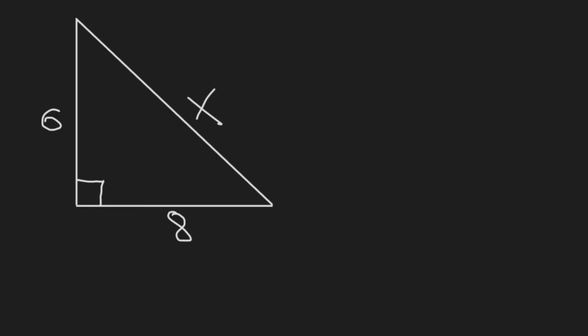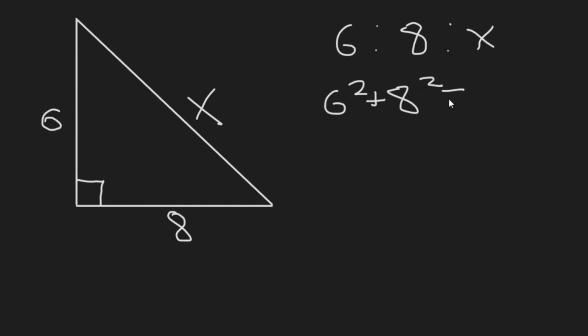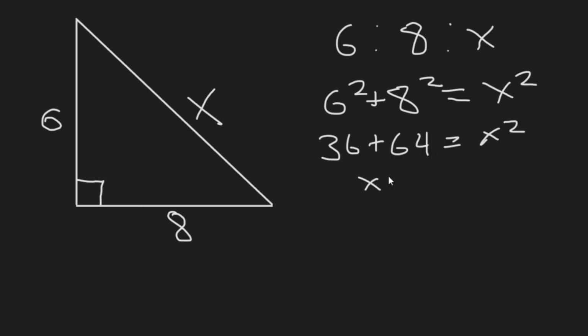In this problem, the a value is 6 and the b value is 8. There are two general ways to do this. The longer method is to square both the 6 and 8 and add them. This would give you 6 squared plus 8 squared is equal to x squared. Once you simplify, you would get 36 plus 64 is equal to x squared, which will result in 100 is equal to x squared, which will give you 10 for x.